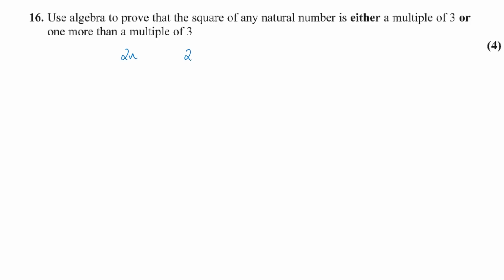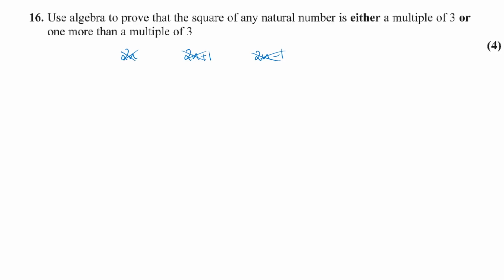To make sure it's odd, you have 2n plus 1 or 2n minus 1. But if we're going to start squaring these numbers, they're not going to be able to have a 3 out on the front. So we're not going to be able to use that method here. Because we're wanting to say that it's got to either be a multiple of 3 or 1 more, we'll have to set it up using a multiple of 3.